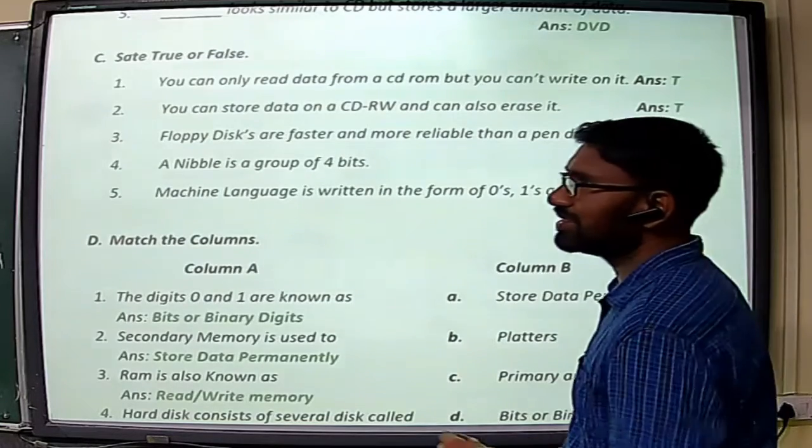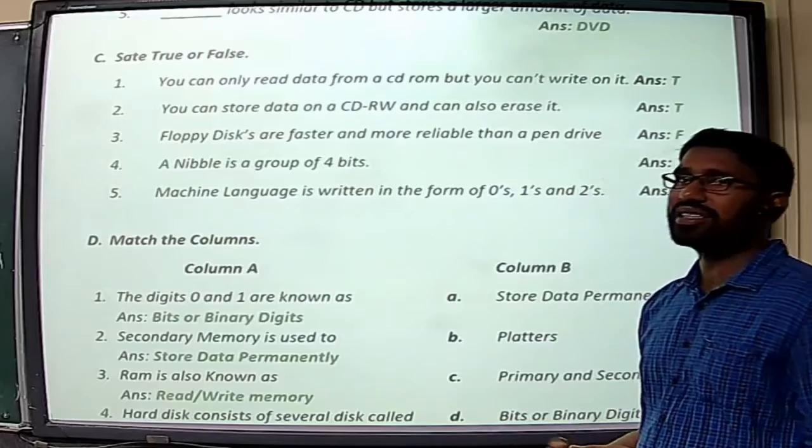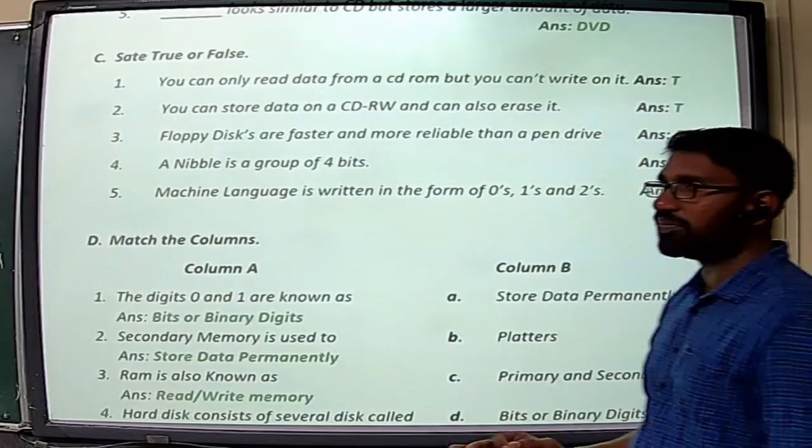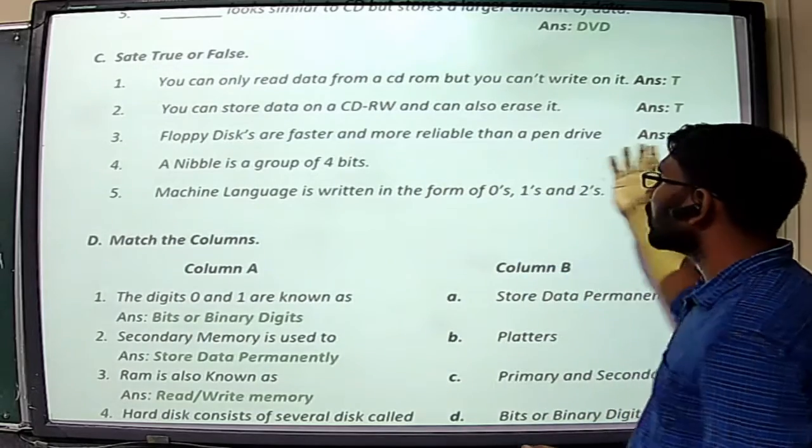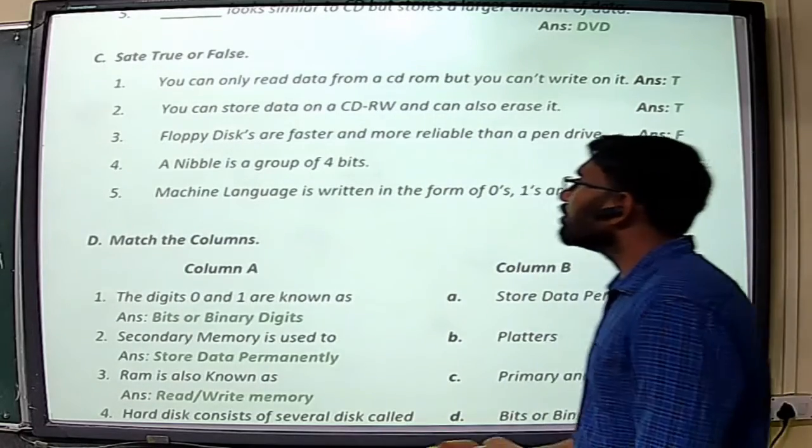Then, floppy disks are faster and more reliable than pen drive. It's wrong, is it? Pen drive can carry a large amount of data, and the speed is high because it is a chip. It's faster, it has a better clock speed, is it? So we can say the answer is false.